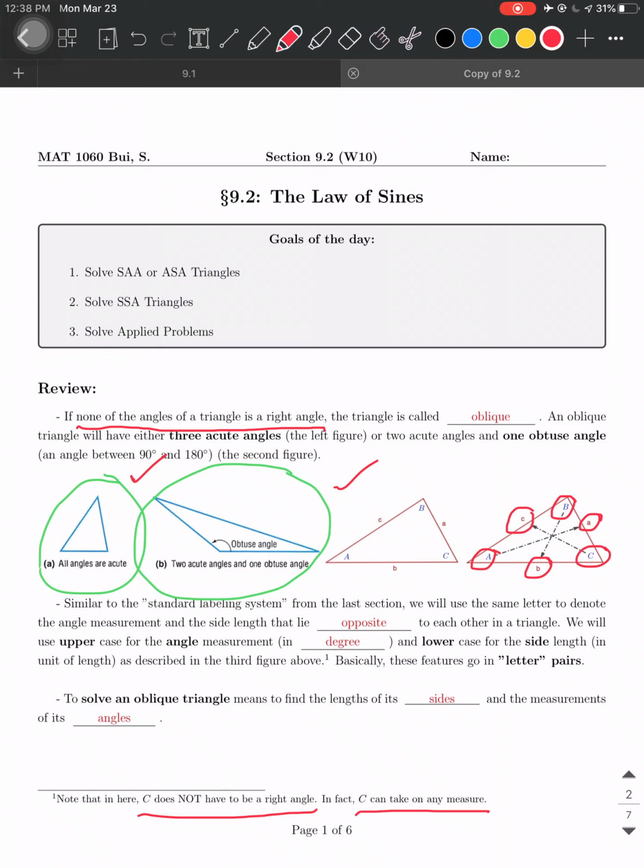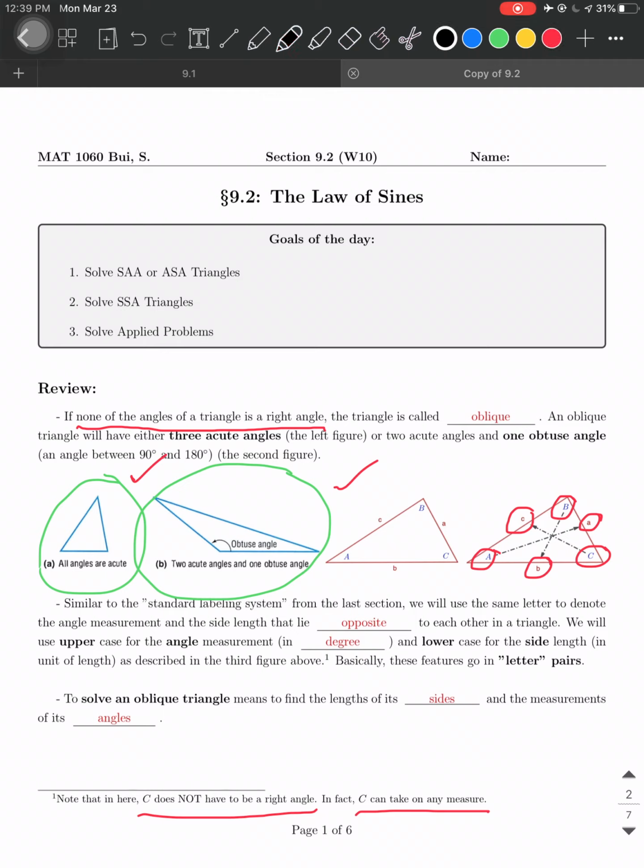For example, C cannot exceed 180, right? So just imagine you're in a triangle and one of your angles is like 200. That doesn't work, right? That doesn't even make sense because the triangle sum is only 180. So any angle measure within a triangle cannot exceed 180. Same thing goes for C. C is not a right angle anymore, but it cannot exceed 180, okay?